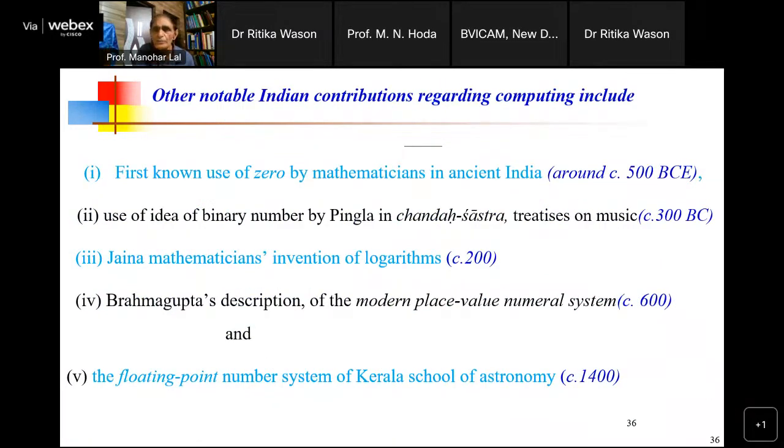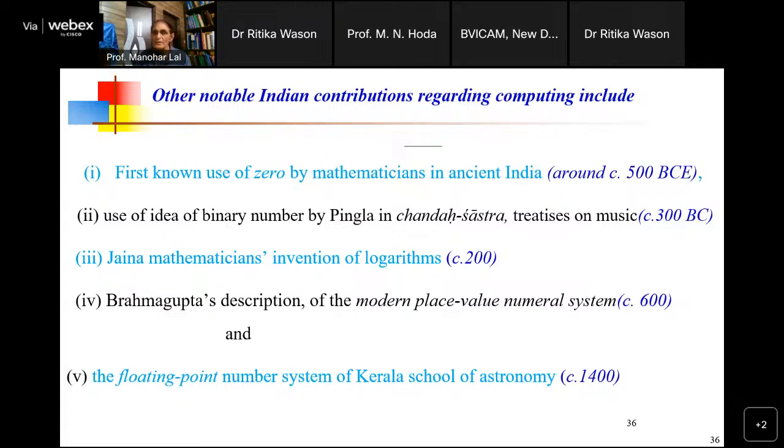Other notable contributions regarding computing include the first known use of zero by mathematicians in ancient India around 500 BC. Of course, the use of zero in the decimal system came into vogue around 500 CE, afterwards, but the use was known in 500 BCE. The idea of binary numbers, which is the foundation of computing, was used by Pingala in the Chanda Shastra treatise around 300 BC. Jaina mathematicians' invention of logarithm happened around 200 AD, Brahmagupta's description of the modern place value number system around 600 AD, and the floating point number system of the Kerala school around the 14th century.